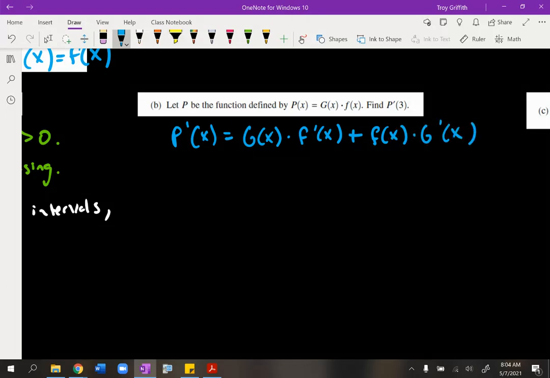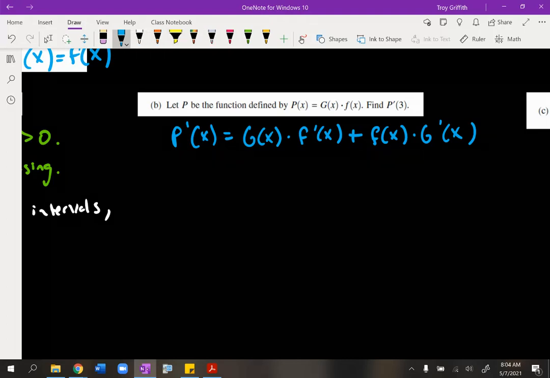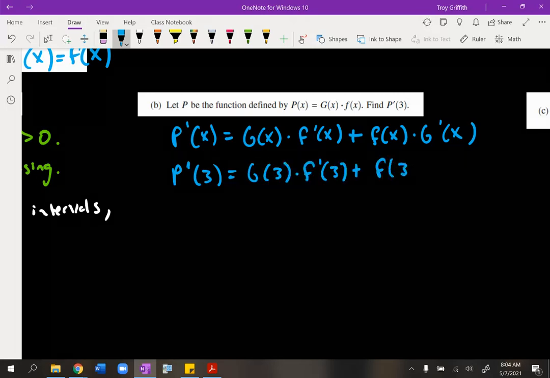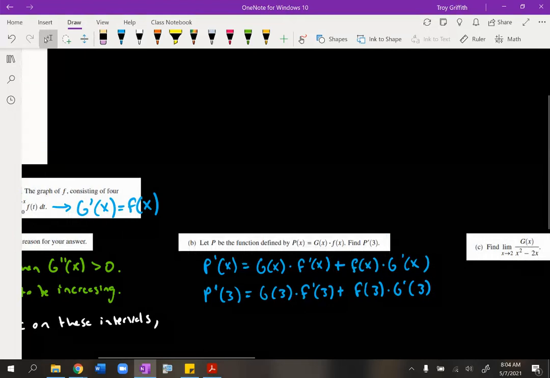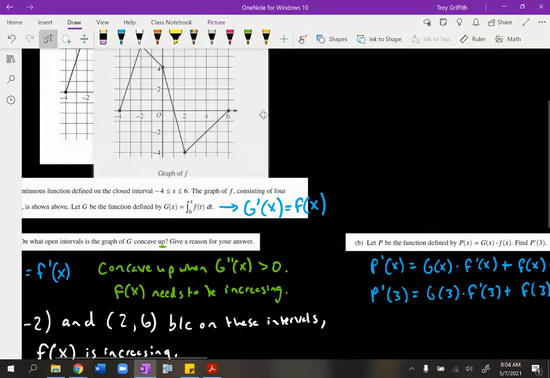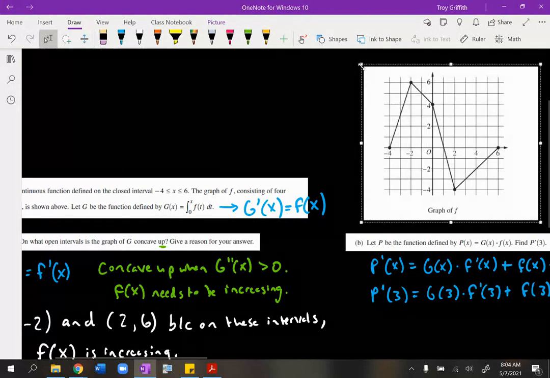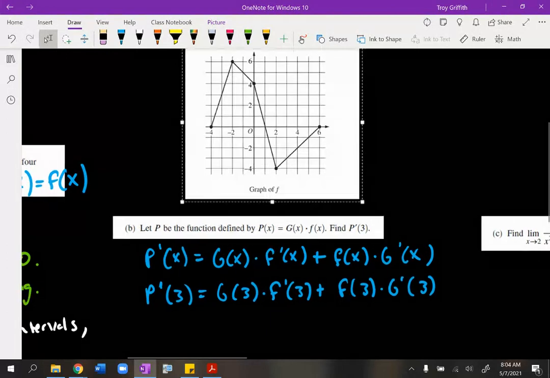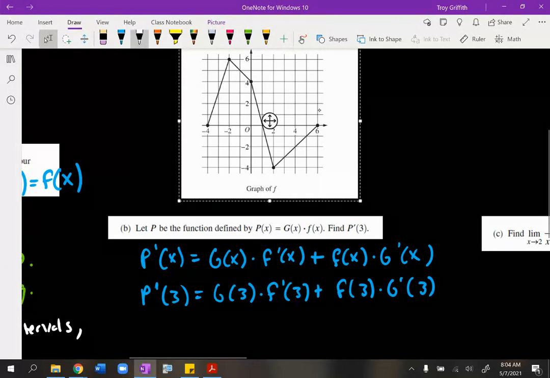Then from here, everywhere that I see an x, I'm going to plug in a 3. So this is going to be p prime of 3. This will be g of 3 times f prime of 3 plus f of 3 times g prime of 3. Let's see if there's any that I can plug in pretty quickly here. I'll take this picture and probably move it over as we do each problem, so I can make it a little bit smaller and zoom in further. Let's start out with f prime of 3.